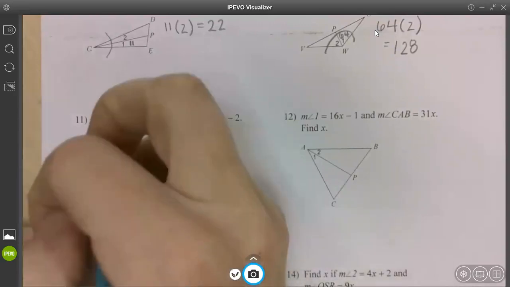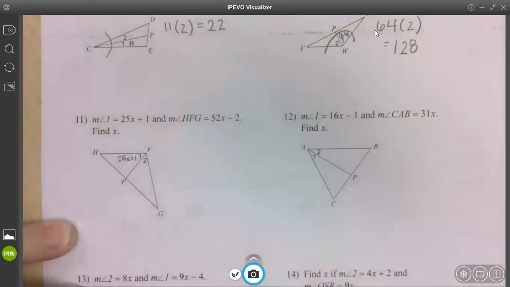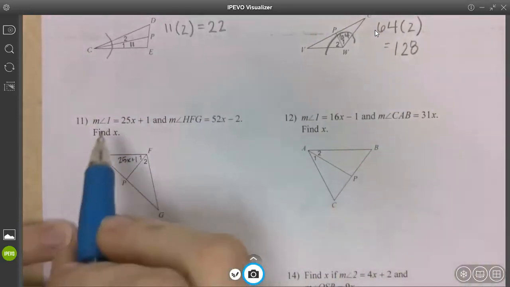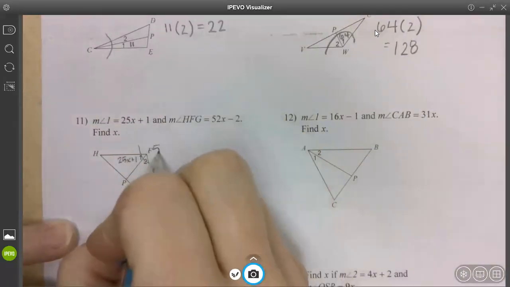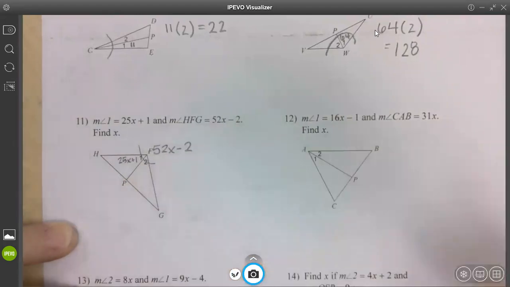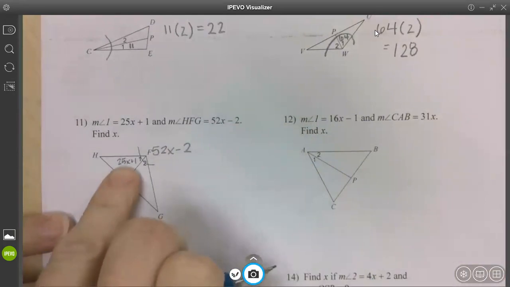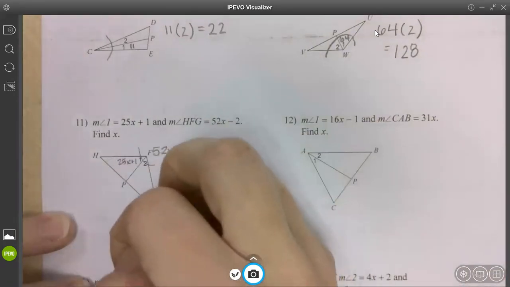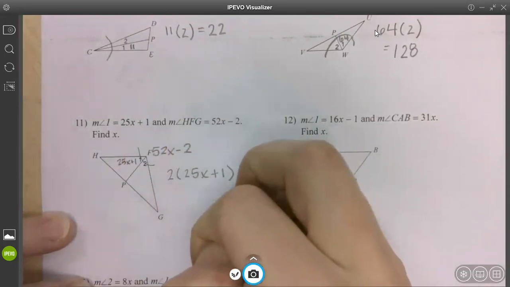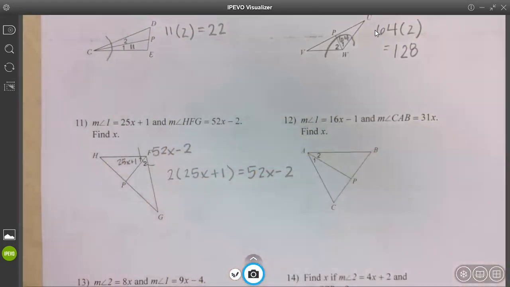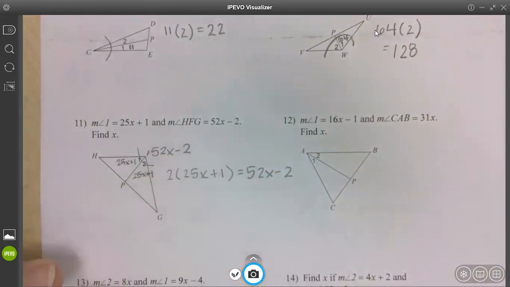So it tells you that angle 1 is 25x plus 1. So that's part, so half of it. It tells you HFG, the whole angle, is 52x minus 2. So remember, if we multiply the little angle, so angle 1, which is 25x plus 1, by 2, we'll get the big angle, 52x minus 2. So I'm going to go over this again. Angle 2 is going to be the same as angle 1.